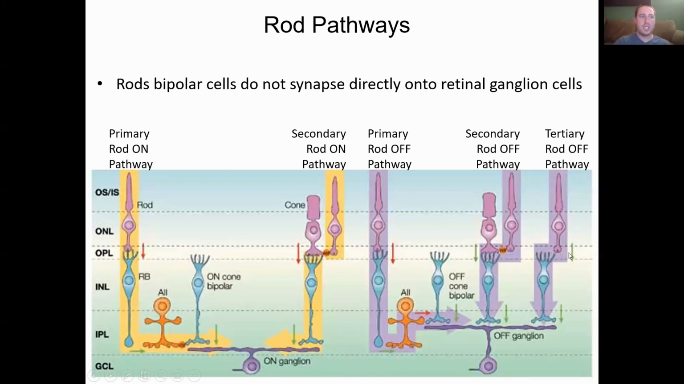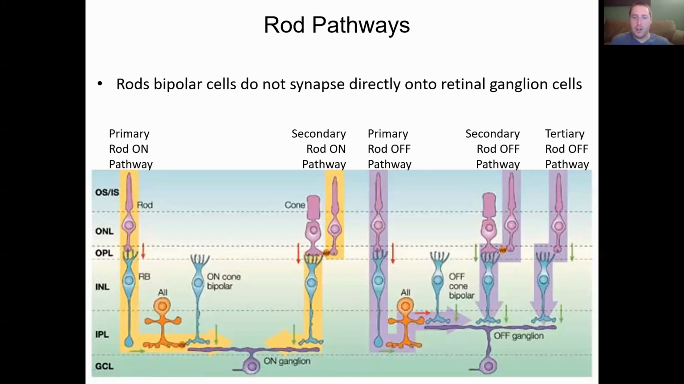And then there is a tertiary pathway for off only that might play some role, in that maybe rod bipolar cells do synapse some directly onto off cone bipolar cells.